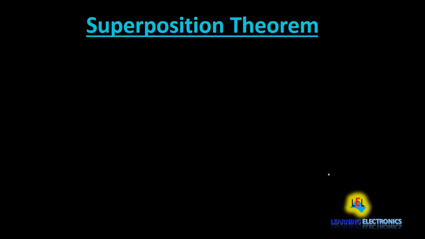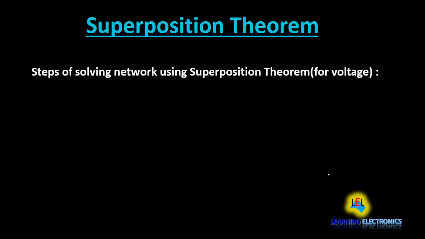Superposition theorem is basically used in the circuit where two or more sources are present in the same circuit. So whenever two or more voltage sources or current sources are present in the same circuit, and if we want to find out the voltage or current in the resistance, then we have to use the superposition theorem. So in this class, we are going to discuss the steps of solving the network using superposition theorem when we want to find out the voltage across any resistance in the given circuit.